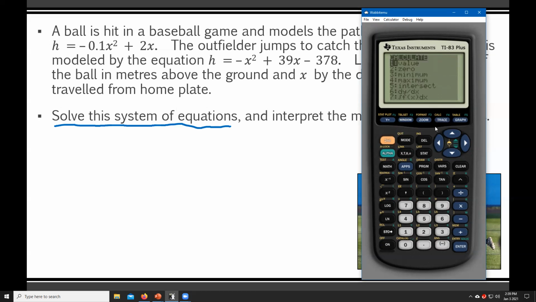So if we go second trace intersect, and then I use my arrows to kind of move this over. There we go. Too far. There we go. Enter, enter, enter. And we are getting 18.96 and 1.96. And you know what? I won't round to the nearest tenth this time. I'll round to the nearest hundredth.